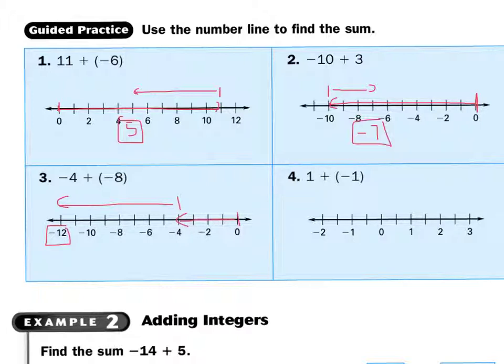And finally, for number 4, you're doing 1 plus a negative 1, so you start at 0, move 1 space left, or right, sorry, you move 1 space right, and then you move 1 space left, and that puts you right back at 0.